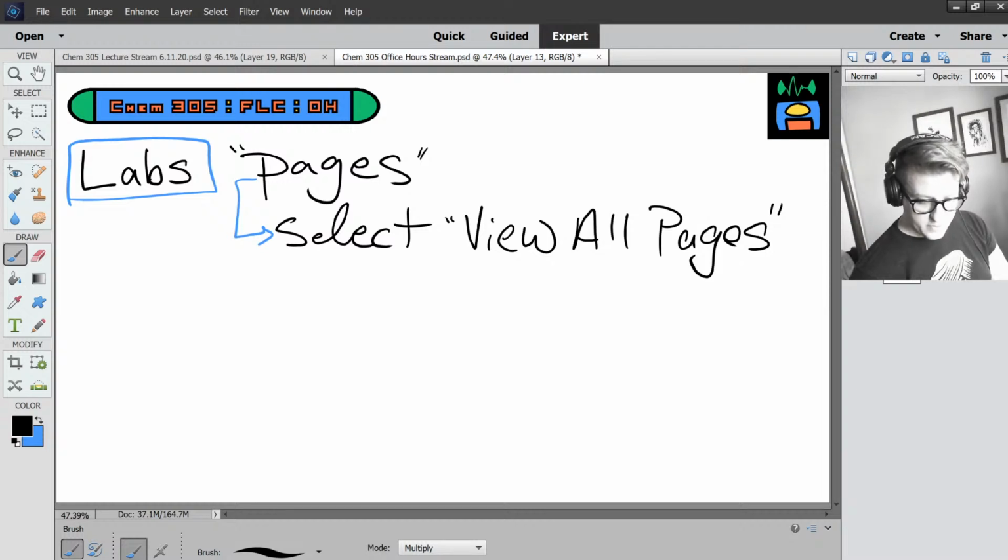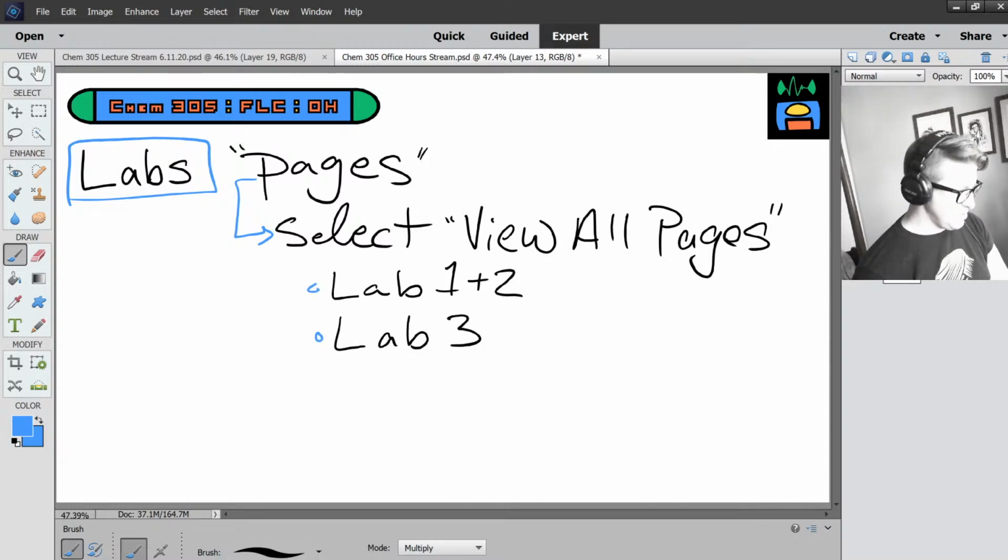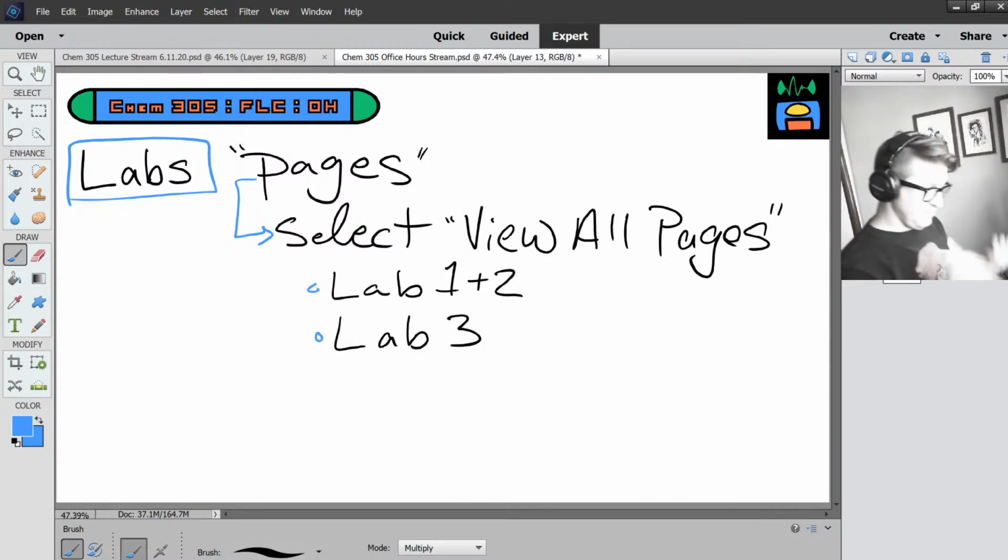And right now, lab 1+2 and lab 3 are available. So Kate, go ahead and hit that up. Pages, view all pages, and then you'll see, because when you click pages, you'll just see the home page. But when you click view all pages, you'll see lab experiment 1+2 and lab experiment 3.